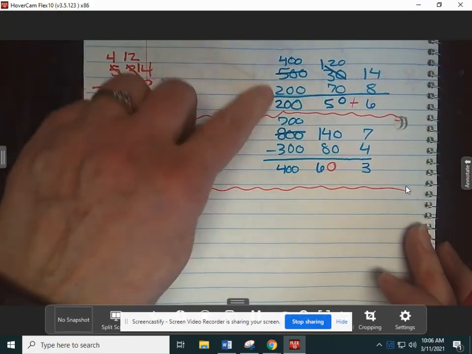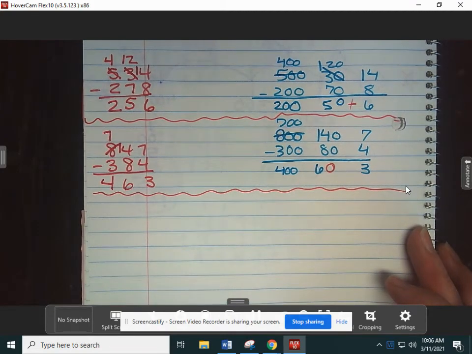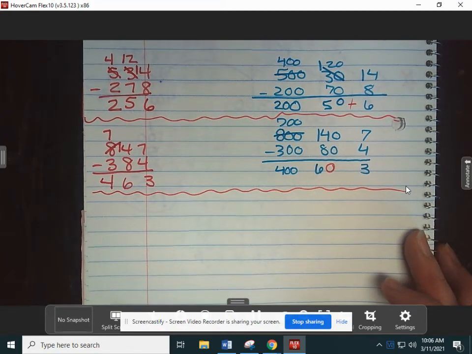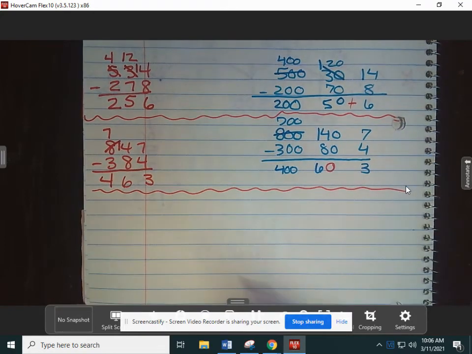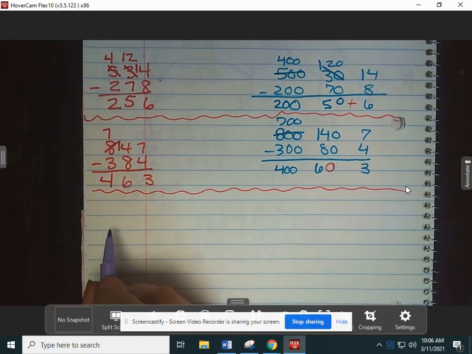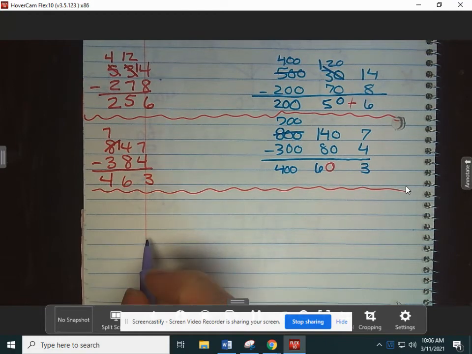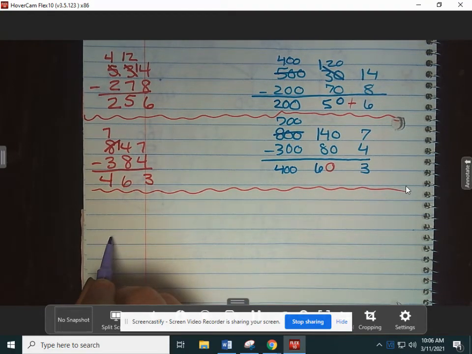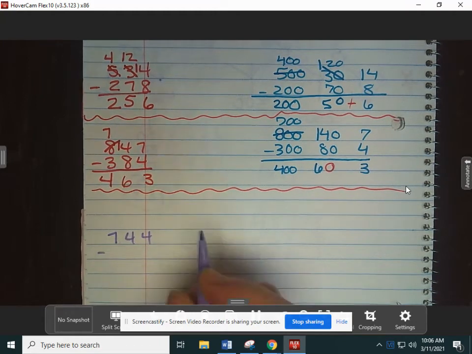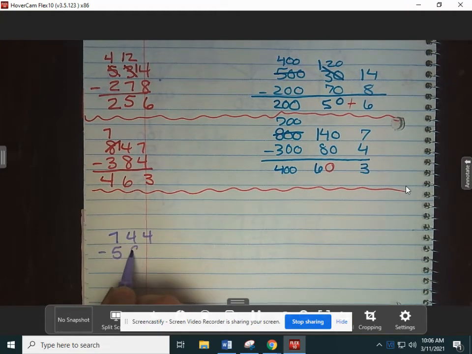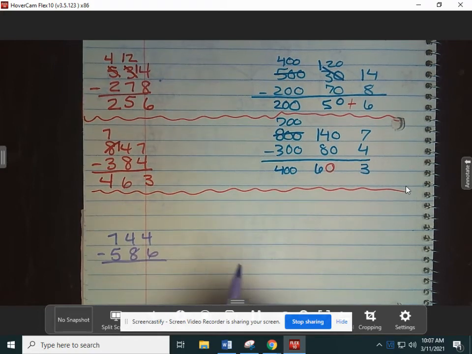If you want to write expanded form like this, you can. You do not have to. Some of you already know how to do it without expanded form. But we're going to see how accurate we can be. So people at home, you're going to try this without me telling you and without Kiona writing things down. So this time we're doing 744 minus 586. Work on that, writing it down.